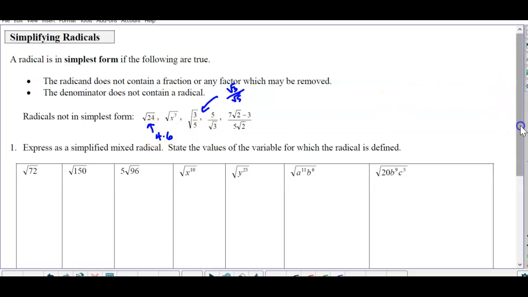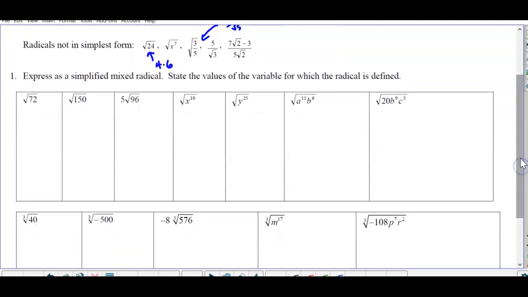Okay, so let's practice some of these. Express as a simplified mixed radical. That means you'll have a factor out front and then a radical. State the values of the variable for which the radical is defined for the ones that have variables. So starting with 72, this is where you might want to have your list of perfect squares in front of you. You want to look for your biggest perfect square. So if I just write some of these out: 1, 4, 9, 16, 25, 36, 49, 64, 81, 100.